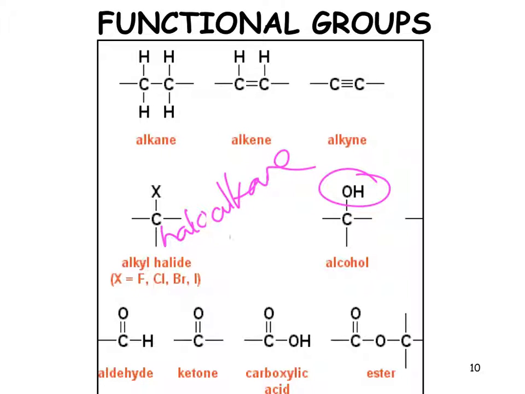So with the aldehyde, it's at the end of the molecule, whilst with the ketone, the double bond O is somewhere in the middle of the molecule. Carboxylic acid, double bond O and an OH. And an ester has got a double bond O in the middle of the molecule and a single O hanging out in the middle of the molecule with two side chains. So these are all different functional groups, and if you build up chains around these functional groups, you get homologous series.